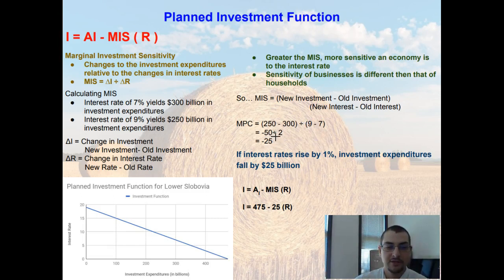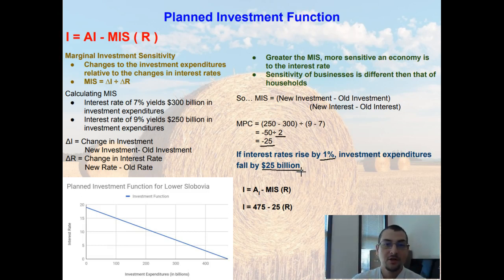So if we leave it as these whole numbers, then we can evaluate it on a percentage change. If interest rates were to rise by 1%, according to our formula, according to our example, the investment expenditures will fall by $25 billion. It costs more to take on that loan, so you're not going to take on the loan near as much, and it's going to decrease the total amount of investments.